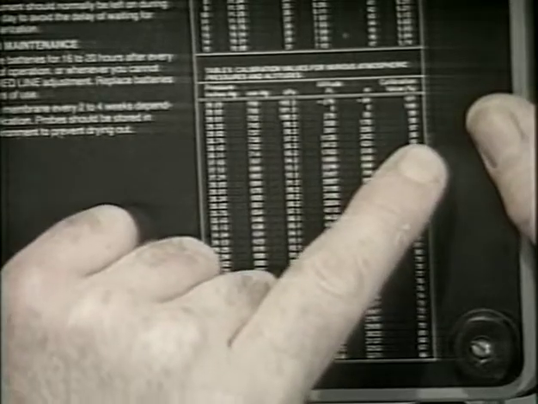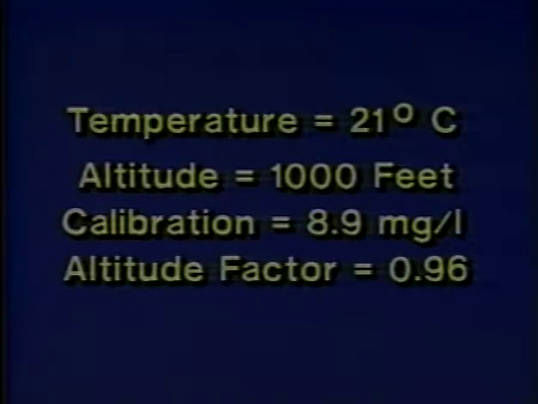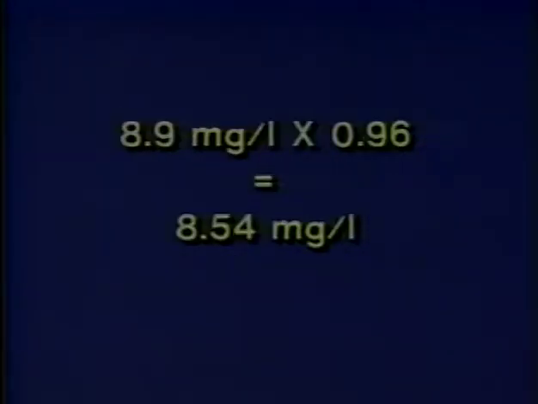From Table 2, the altitude factor is 0.96. This value is a correction factor and is multiplied by the calibration value from Table 1 to get the correct calibration value. Therefore, in our example, 8.9 milligrams per liter times 0.96 is equal to 8.54 milligrams per liter.